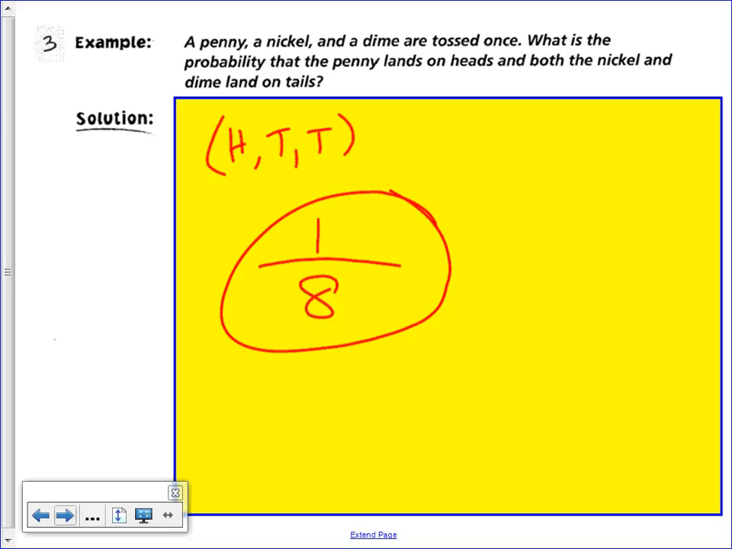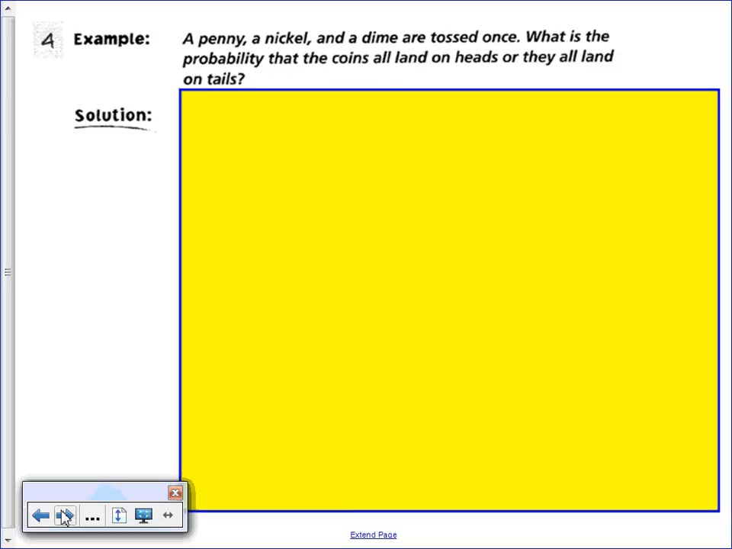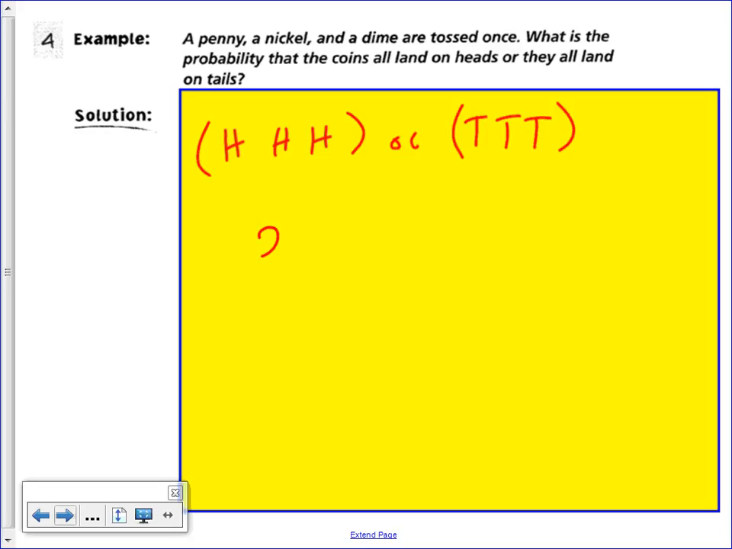Example 4. A penny, a nickel, and a dime are tossed once. What's the probability that all coins land on heads or they all land on tails? So you want either heads, heads, heads, or tails, tails, tails. That's 2 out of the total for the coins, which is 8. It's 2 out of 8, which is 1/4. You have a 25% chance of that happening.